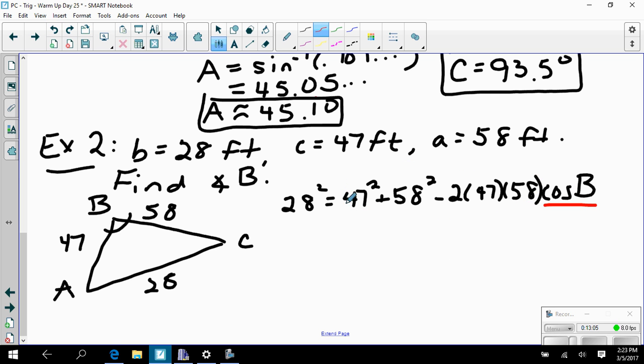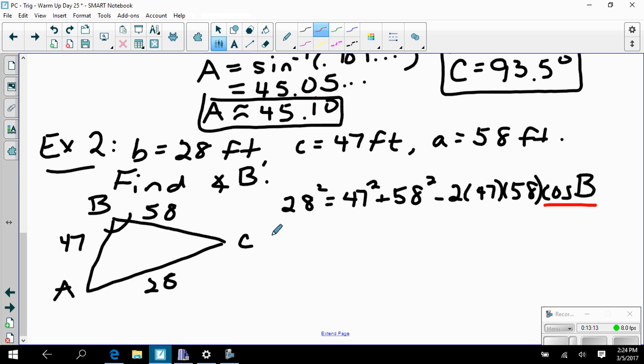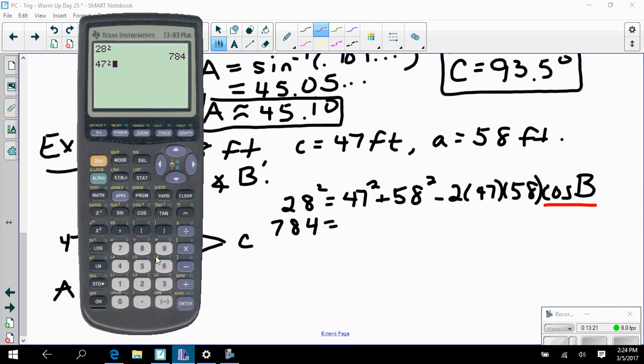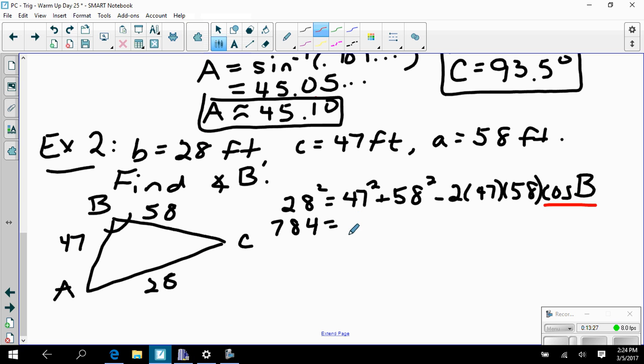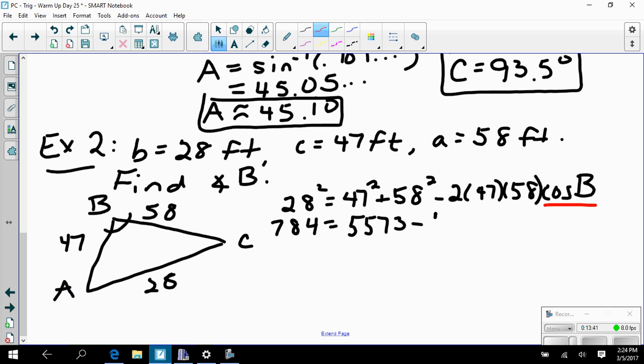So what we have to do is do this in stages. So 28 squared we can definitely type in. 28 squared is 784. So I get 784 equals. Now these two pieces aren't attached to anything, so those two I can combine also. So I'm going to do 47 squared plus 58 squared, 5573. And I can multiply these to at least make it one number. 2 times 47 times 58, 5452. Times cosine of B.